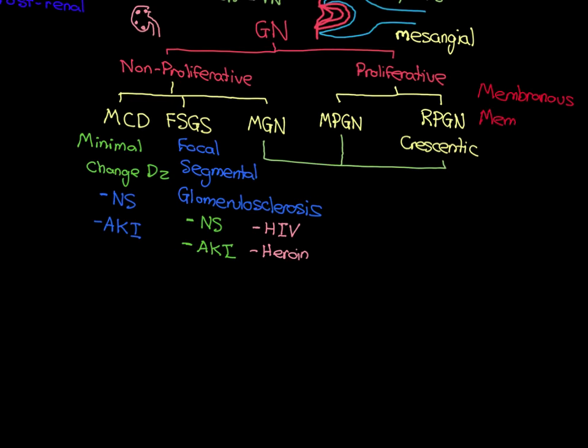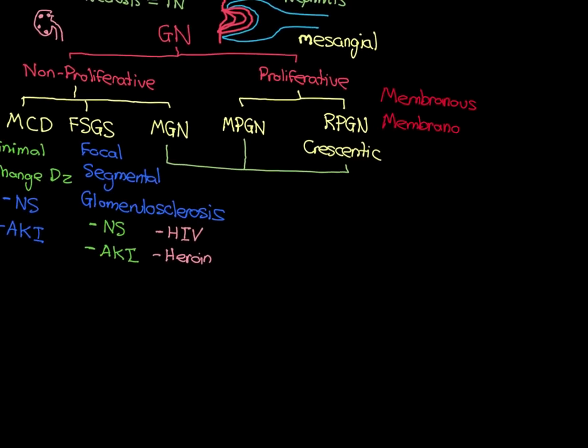MPGN is membranoproliferative. I'm going to need a little bit more space for this one. Membranoproliferative, because of course it's now a proliferative glomerulonephritis, where you're getting increased white blood cells present. And then finally, rapidly progressive, hopefully you know how to spell that, but I will write it down anyway, rapidly progressive glomerulonephritis, or crescentic. So these are all caused by the same list of diseases.